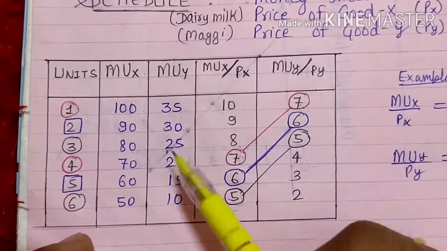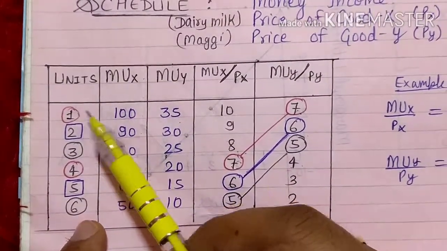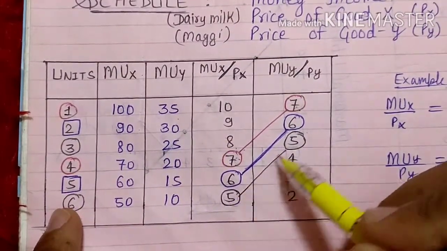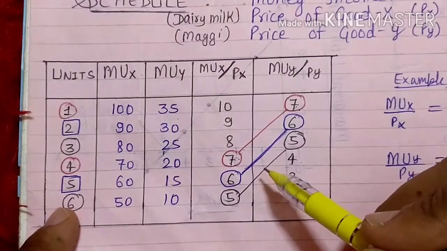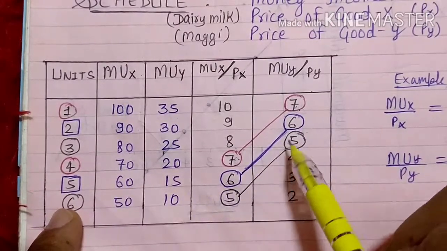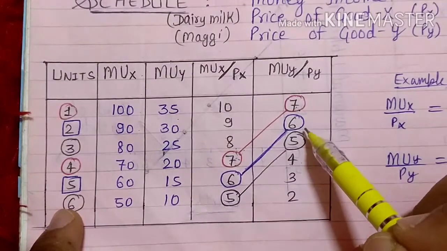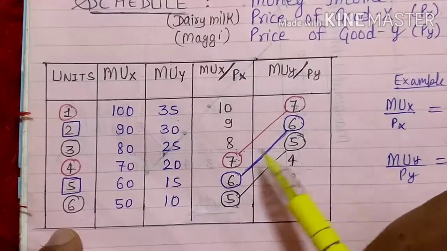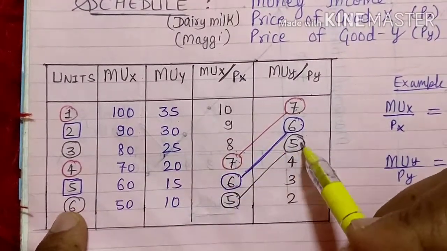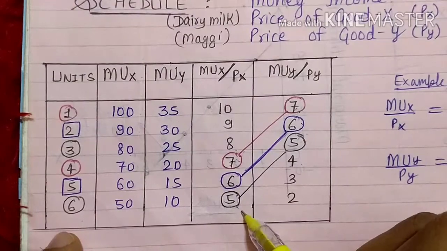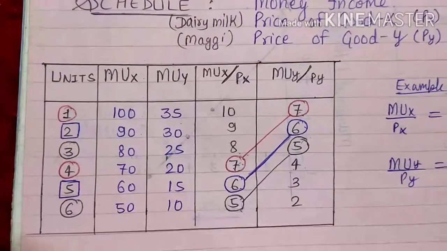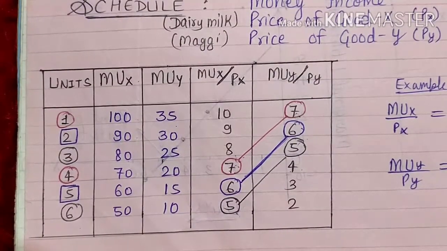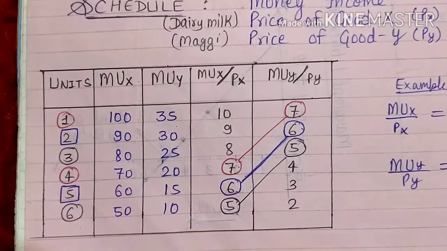So, first combination: when we are consuming 1 unit of good Y and 4 units of good X. Second, we are getting the same satisfaction when consuming 2 units of good Y and 5 units of good X. Then again, when consuming 3 units of good Y and 6 units of good X. So we got 3 cases where MUX upon PX equals MUY upon PY. From there only we have to find out where we get the consumer's equilibrium.